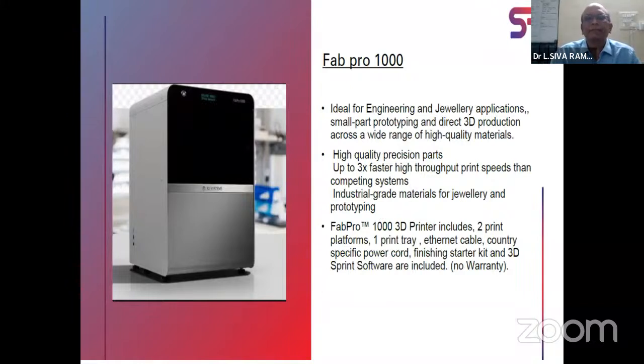This is ideal for engineering and jewelry applications, small part prototyping and direct 3D production across a wide range of high quality materials. You get high quality precision parts up to 3 times faster, with higher throughput print speed than competing systems, and industry grade material for jewelry and prototyping. The FabPro 1000 3D printer includes 2 print platforms, 1 print tray, an Ethernet cable, and more.